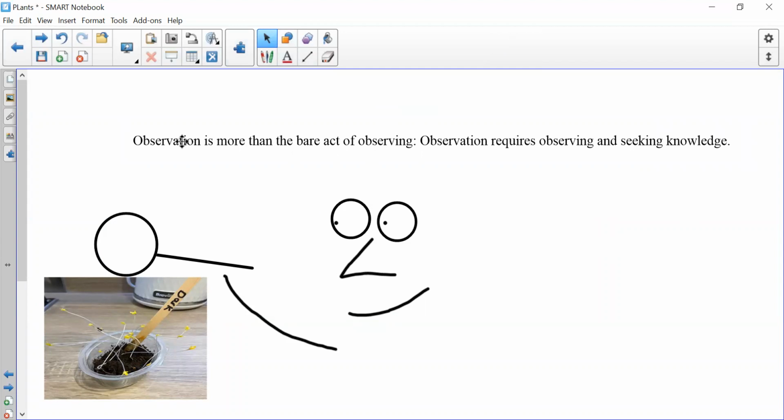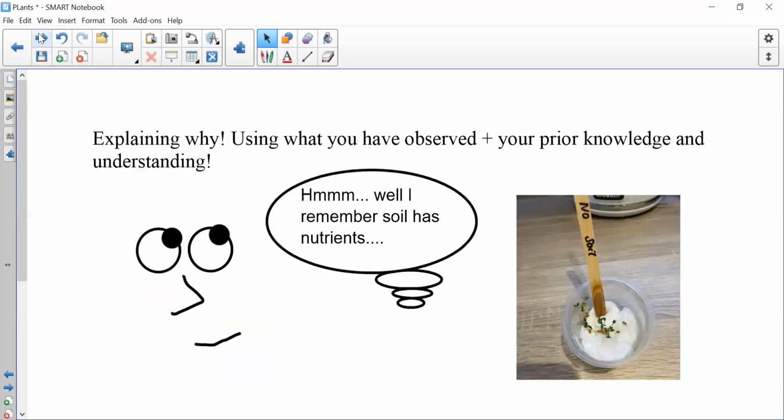Okay, so going back to our learning objective for today, you will be observing. Okay, so observing means looking. Here's this little guy using a magnifying glass to look at one of our results. Now, observation is more than just the bare act of observing. So you won't just be looking. You'll be looking and seeking knowledge. So what has happened? What can you actually see? And thinking about your science knowledge. And we'll be going into more detail in a minute about that.